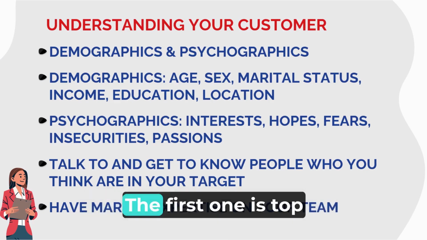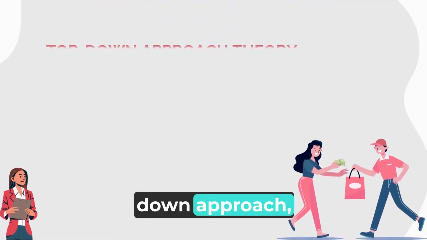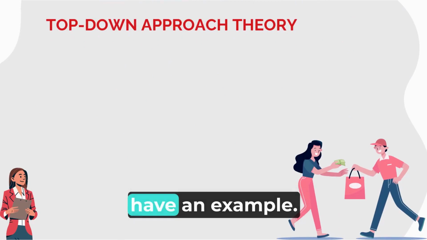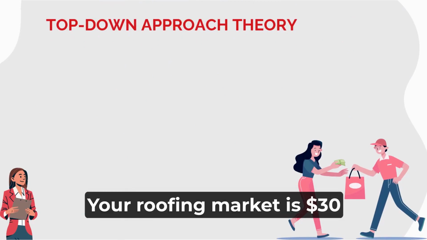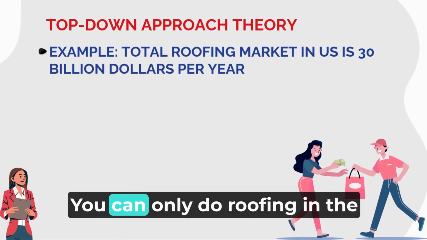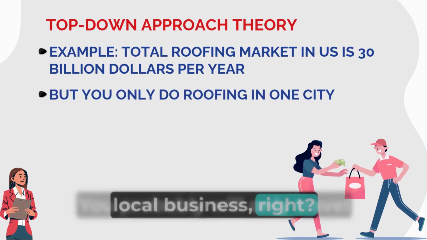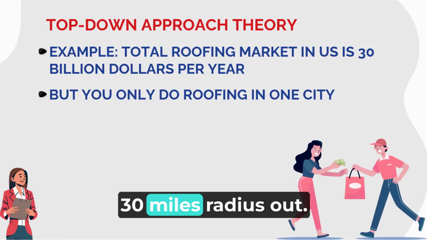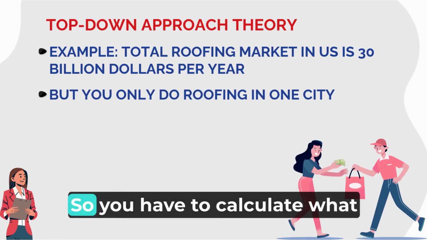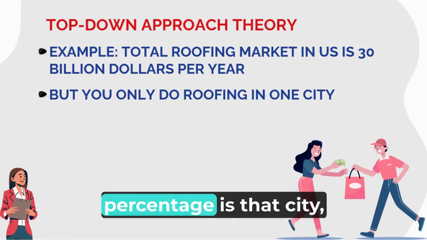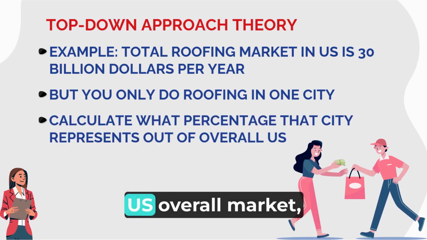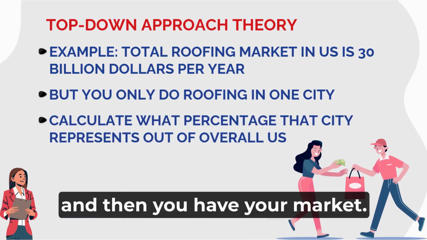There are 3 ways. The first one is the top-down approach. Let's say your roofing market is $30 billion in the US. You can only do roofing in the one city where you live, because this is traditionally called a local business, right? You probably will only travel a 30 mile radius. So you have to calculate what percentage of the US overall market that city is. And then you have your market.